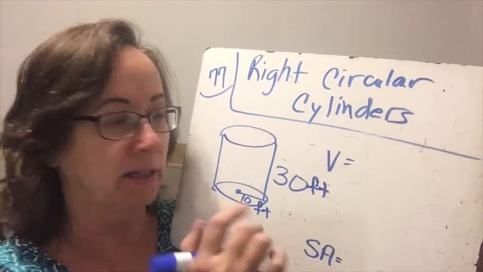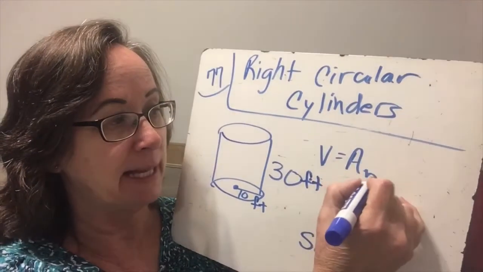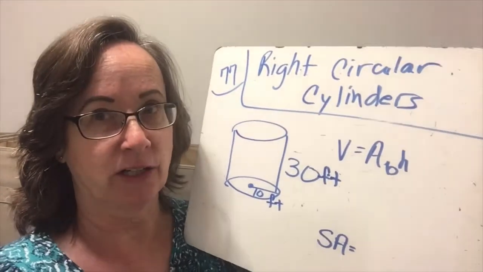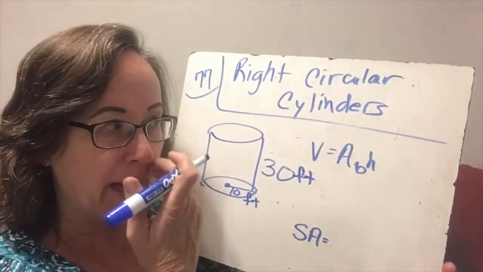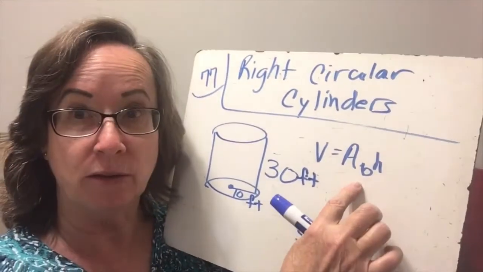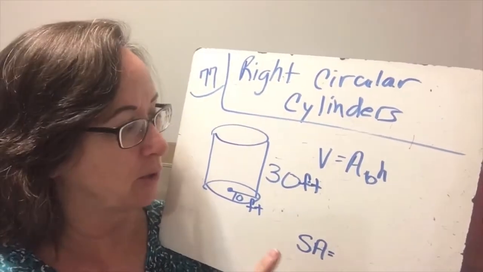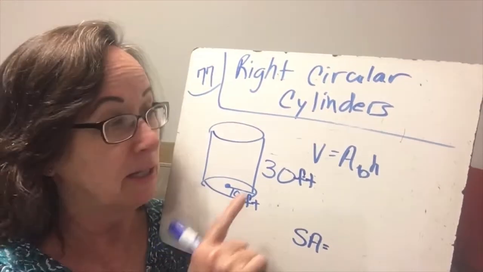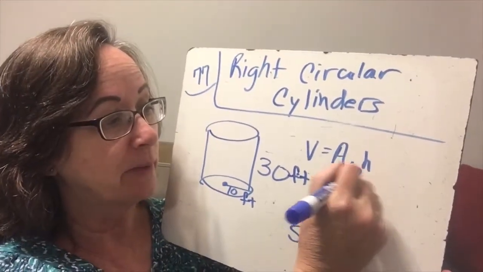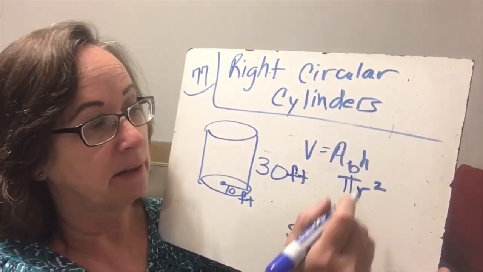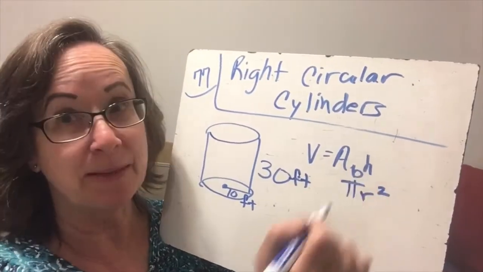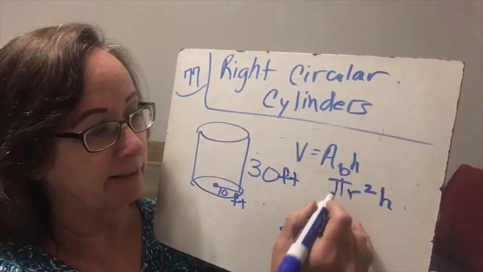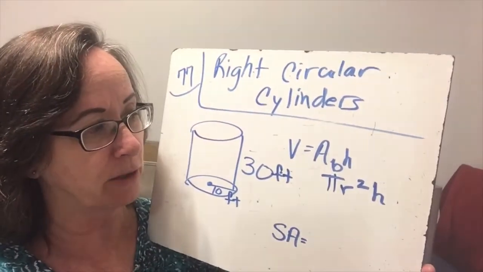So remember, volume is area of the base times the height. And that applies to any cylinder, any figure that's the same all the way up. But we're going to only worry about a right circular cylinder because that's what we have. The area of the base is a circle. So we're going to have pi r squared, because that's the area of a circle, times the height, which is 30. Okay, so we're just going to put height. There's our formula for the volume of a right circular cylinder.